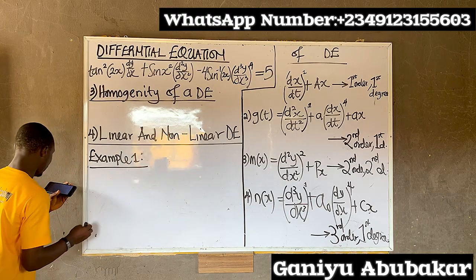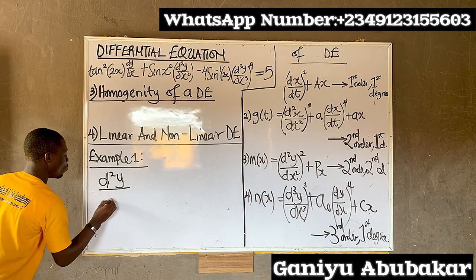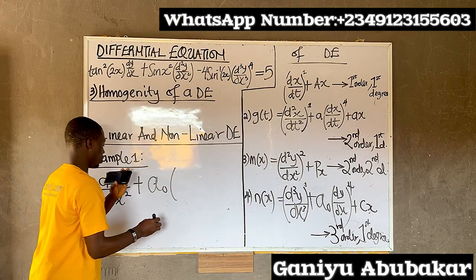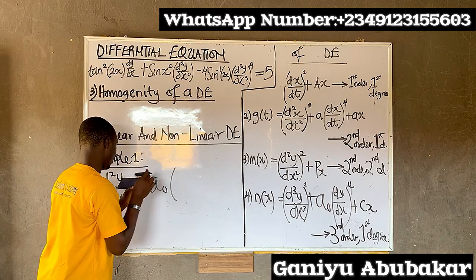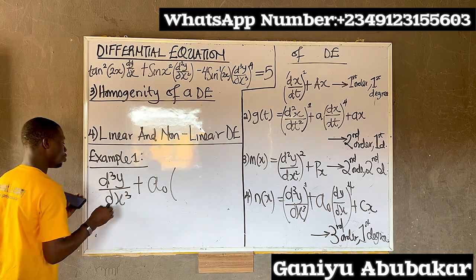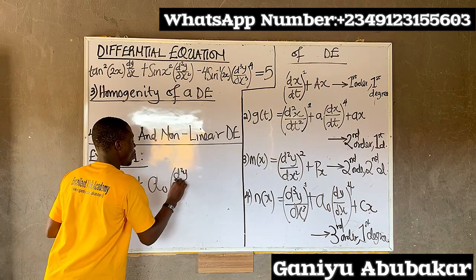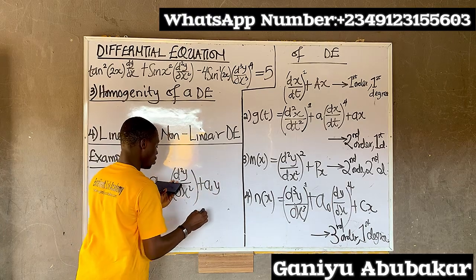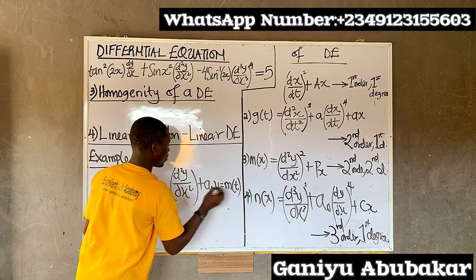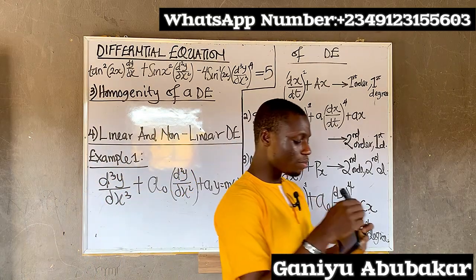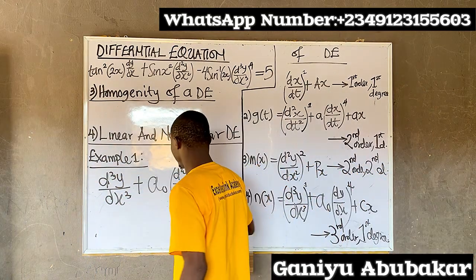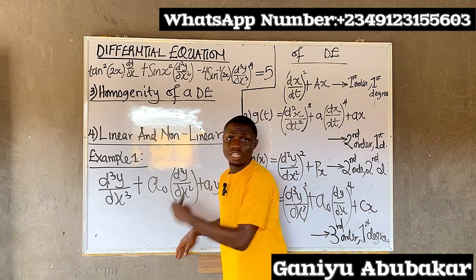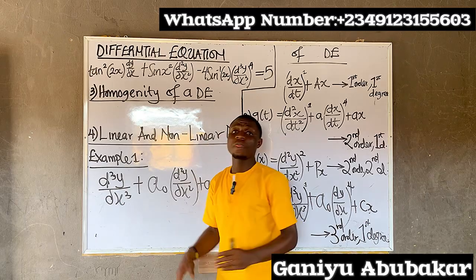So let's say I have this expression. I'm given the cube of d squared y over dx squared, plus a1 y equals m of t. All right, I have this, please. Now, this equation here, I'm asked to state the order, the degree, homogeneity, and linear or non-linear. How do we get this done, please?